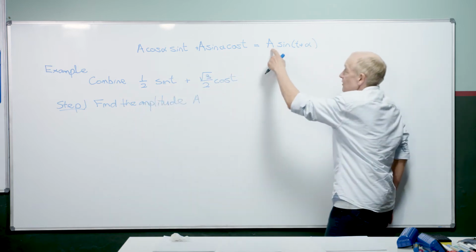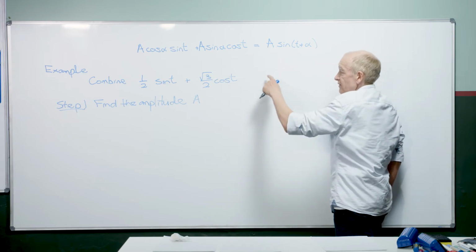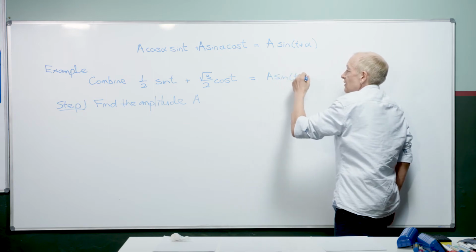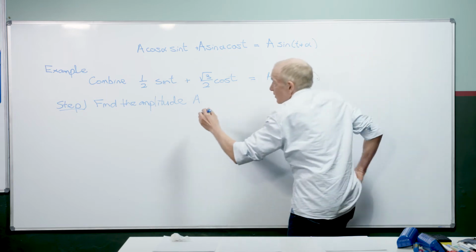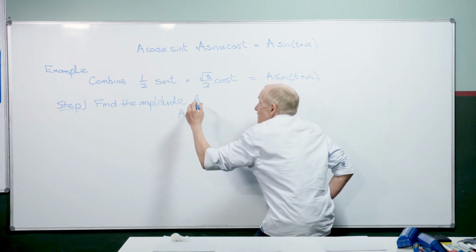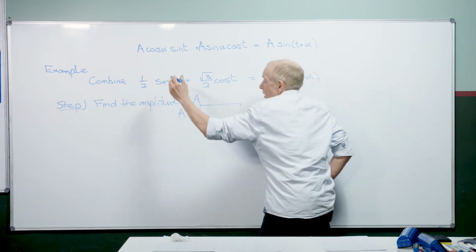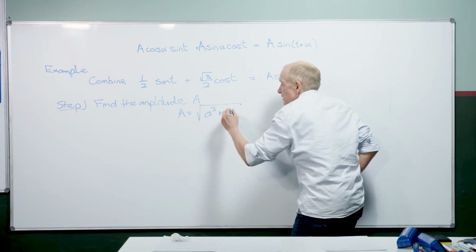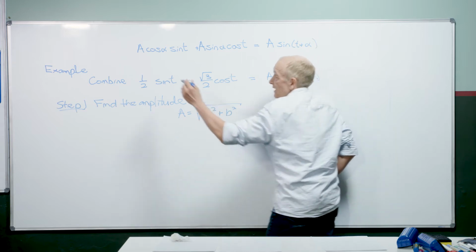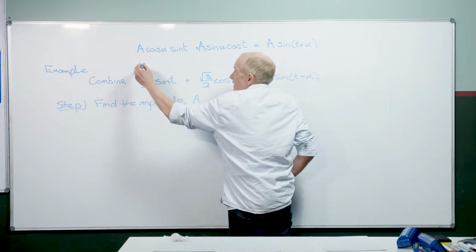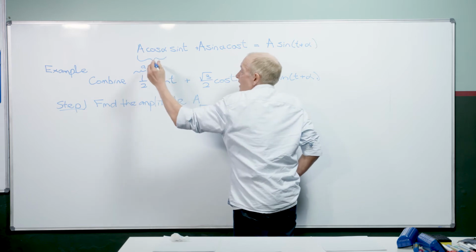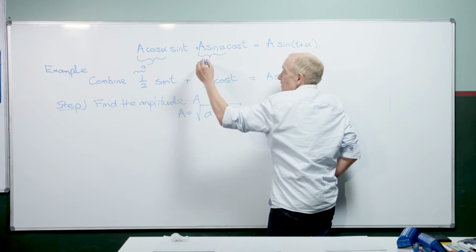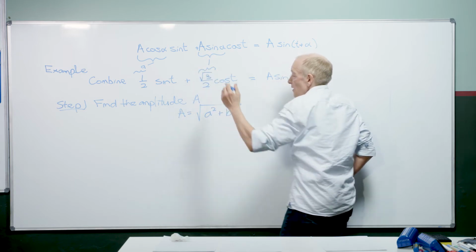So what we want to do in combining these is that we need to firstly find the amplitude A. We want to find out what's the amplitude of the new combined function. To do this, we use that A is equal to the square root of the thing in front of the sine function squared plus the thing in front of the cos function squared. This thing here is our a, and this thing here is our b, the thing in front of the cos function.